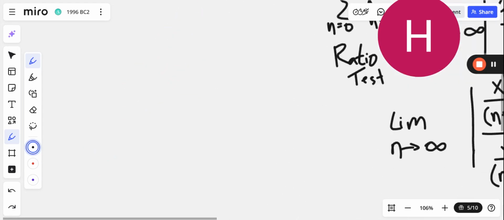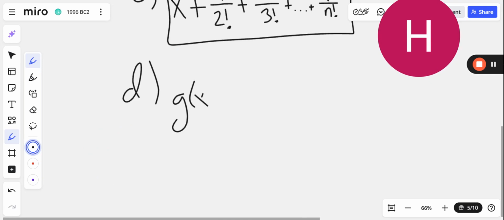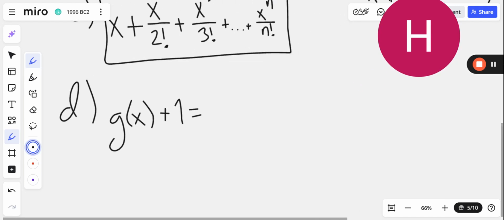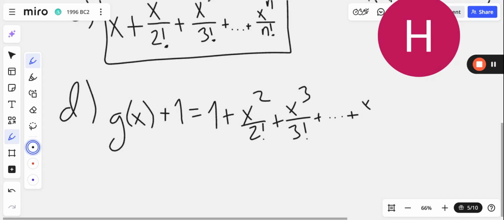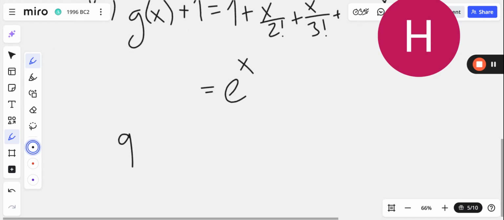So what does that mean? Well, that means that if we took g of x, which is the x times f of x, and we add 1 to it, we get 1 plus x squared over 2 factorial, x cubed over 3 factorial, x to the n over n factorial. And this is the e to the x function. So essentially, g of x just equals e to the x minus 1. That is crazy.